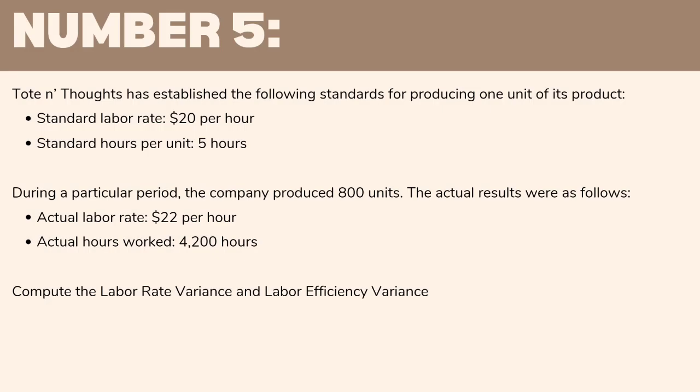Toth and Tots has established the following standards for producing 1 unit of its product. Standard labor rate equals $20 per hour. Standard hours per unit equals 5 hours. During a particular period, the company produced 800 units and the actual results were as follows. Actual labor rate equals $22 per hour and actual hours worked equals 4,200 hours.